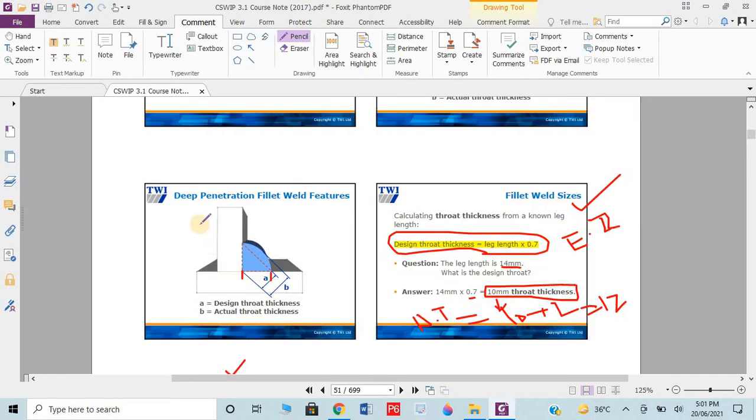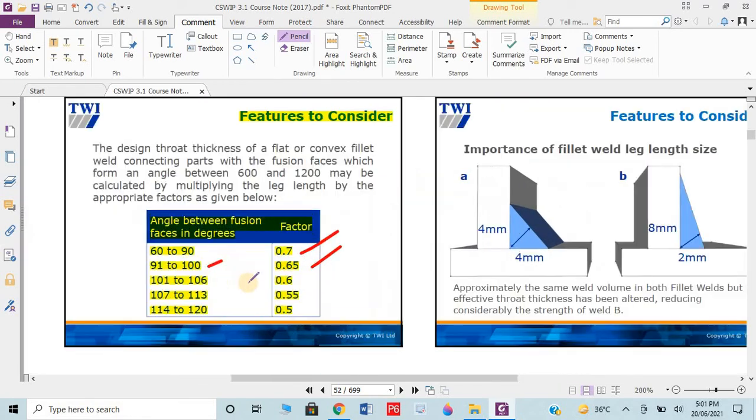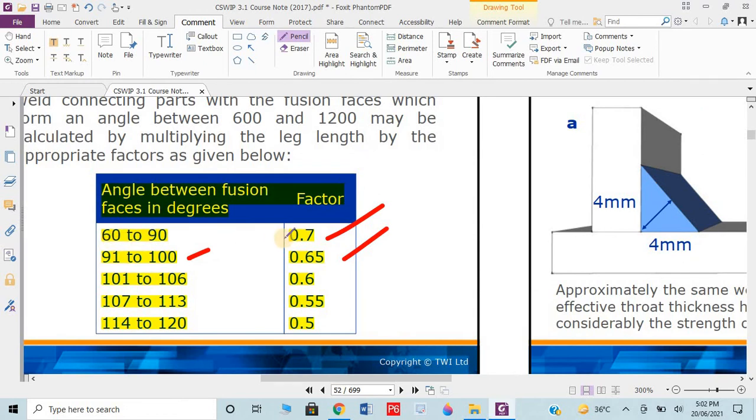If we extend the angle, 101 to 106, 107 to 113, 114 to 120, up to 120, different factors are given in this table. Now you can see 60 to 90 is 0.7, 91 to 100 is 0.65, 101 to 106 is 0.6, 107 to 113 is 0.55, 114 to 120 is 0.5.